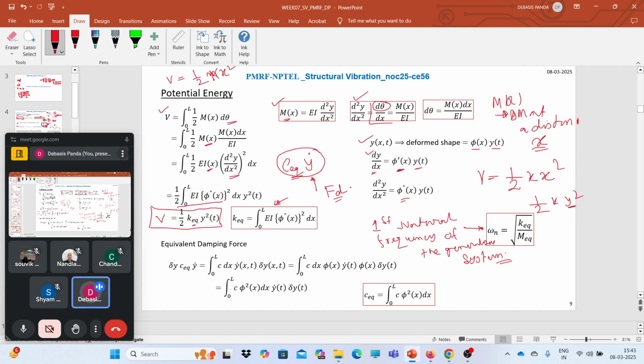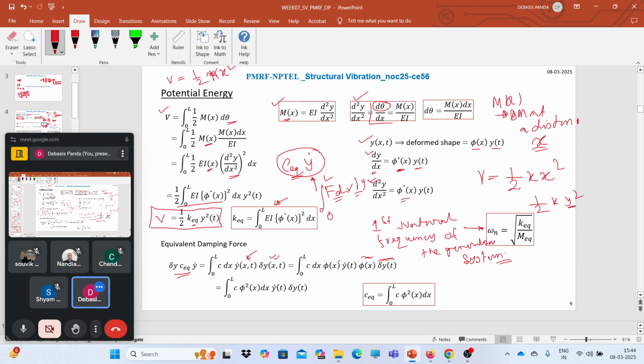Now, if we apply a small variation to that, say del y, and integrate over the full length of the beam, we will get the total damping force. That is expressed here: the total damping force due to a small variation of del y, expressed in terms of y dot x comma t and del of y of t. We can express this in terms of phi of x and del of y, that means one function of space and one function of time.